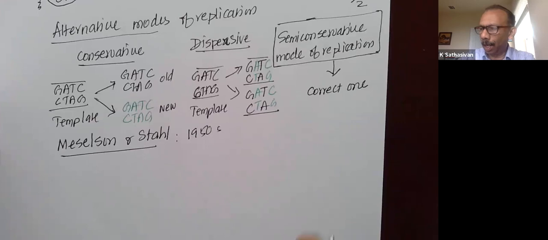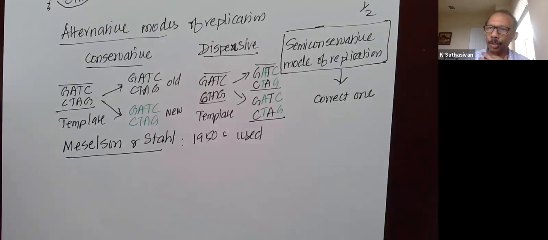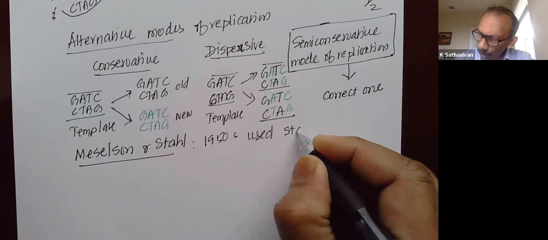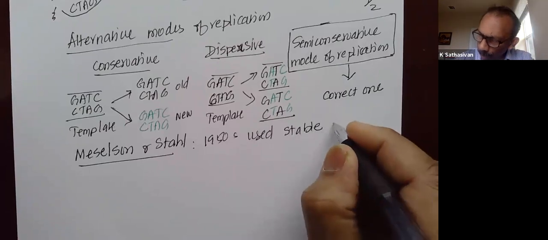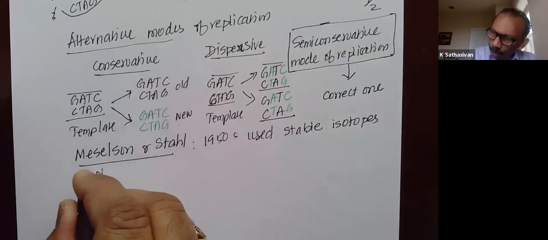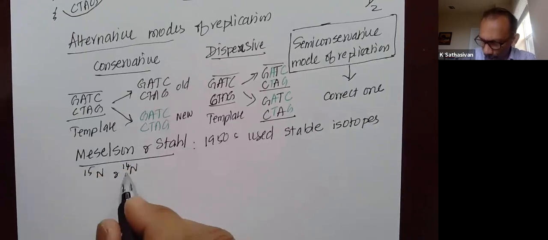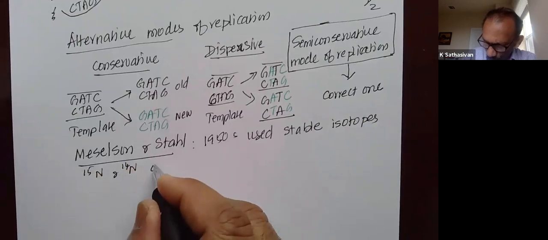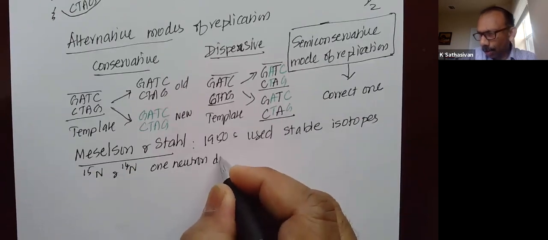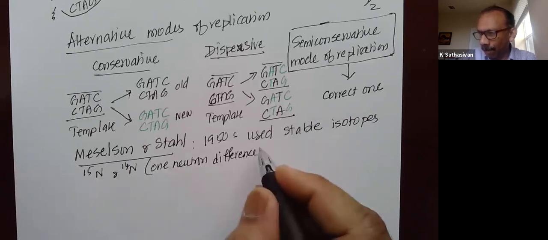Meselson and Stahl used stable isotopes. So what are stable isotopes? Stable means non-radioactive isotopes, N15 and N14. So these are the nitrogen isotopes with a 1 neutron difference. Okay. So you may wonder, 1 neutron is just 1 AMU or Dalton, what difference is it going to make.